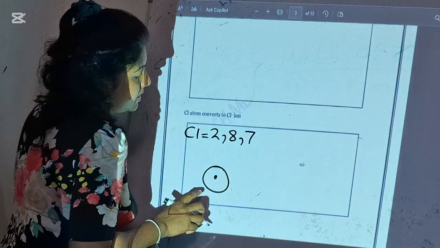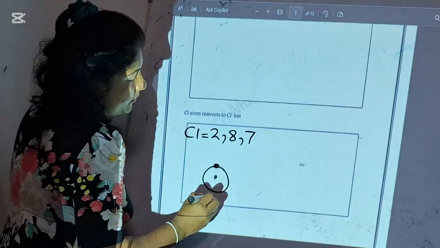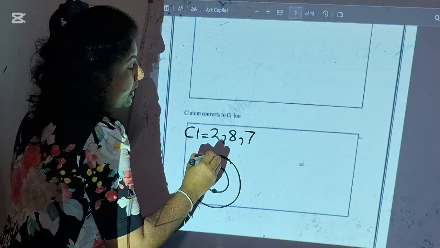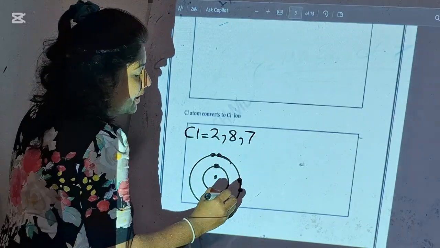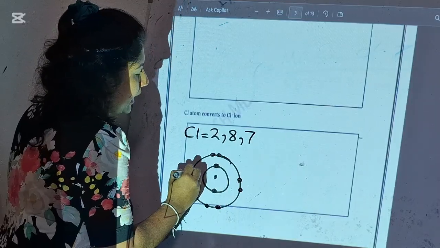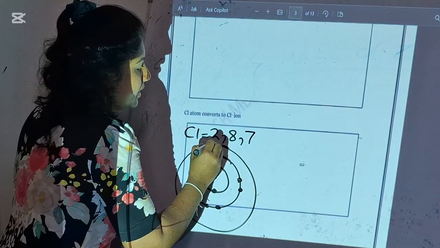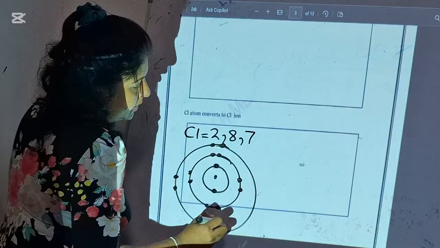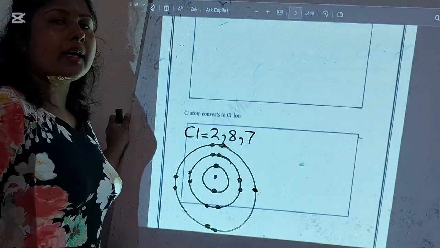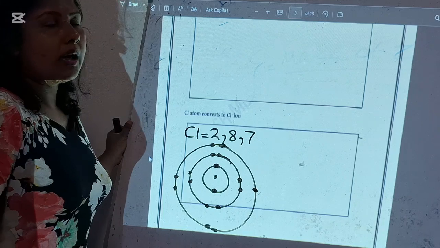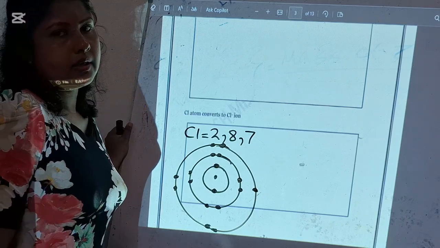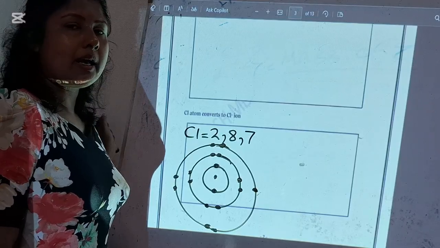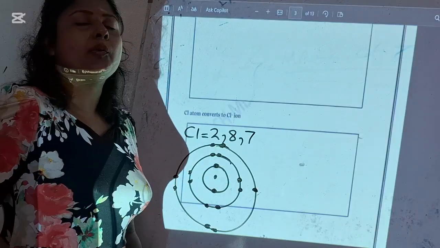Chlorine, this is the nucleus. There are 2 electrons in the first shell. There are 8 electrons in the second shell. Look at the last shell, it means the third shell. It has 7 electrons. So you can see it is an unstable stage. Only 7 electrons in the last shell. If chlorine needs to become stable, it needs 8 electrons in the last shell.